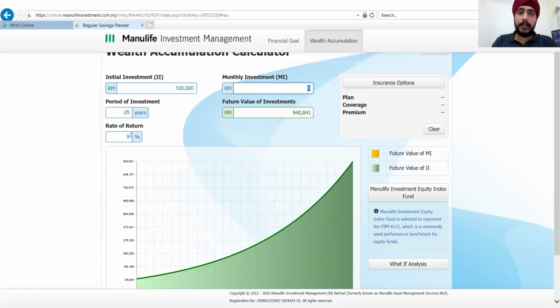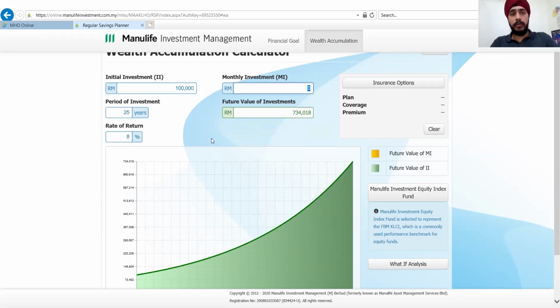The magnitude of this 1-2% difference is massive. It is so big that we need to educate ourselves. We need to tell ourselves, look at these numbers. These are real numbers. 9% is very, very achievable. Okay, 8-9%, 8%, Carlo, make it 8. Still 734,000, still $500,000 more than what you'll receive if you just left it in your fixed deposit.